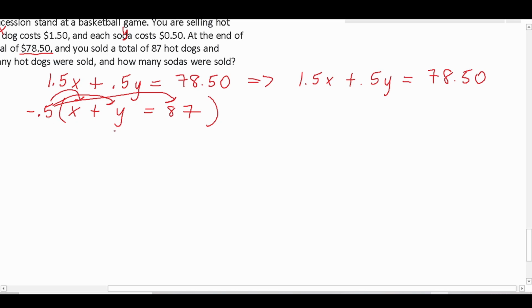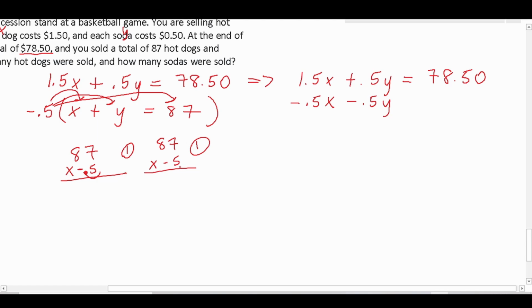Negative 0.5 times x is negative 0.5x. Negative 0.5 times y is negative 0.5y. And then negative 0.5 times 87. Well, I'm going to work that out over here. That's 87 times negative 0.5. Again, we're doing math involving a whole number and a decimal. So I'm going to take this decimal in 0.5 and shift it one time to the right. So this becomes 87 times negative 5, albeit with one decimal to shift back into the left at the end when we're done.